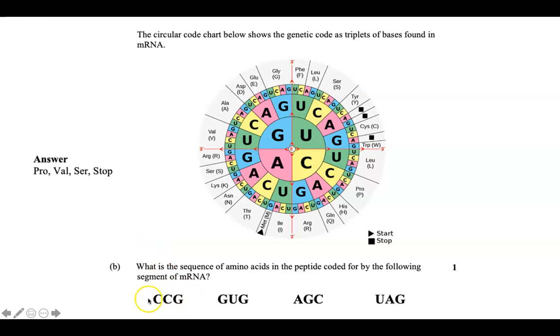So this is the mRNA code. So all you need to do is CCG, find the C, find the next C, find the G, and the answer there was Pro. And here's the answer over here. So Pro, GUG, G, U, G gives us Val, AGC, so we've got A, G, C gives us Ser, and then UAG here gives us a stop codon. So that was the sequence we were looking for. It was only worth 1 mark, so if you didn't have that sequence, then you didn't get the mark for it.